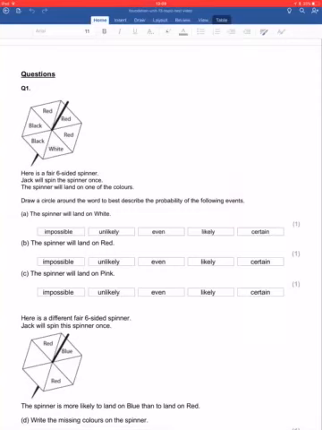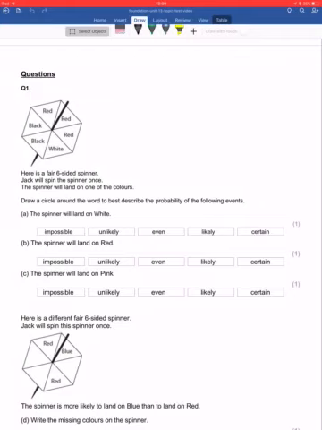Okay, so here we go with the solutions. Right, so first question, Jack's got a fair six-sided spinner. He's going to spin it once. The spinner will land on one of the colours. Draw a circle around the word best.